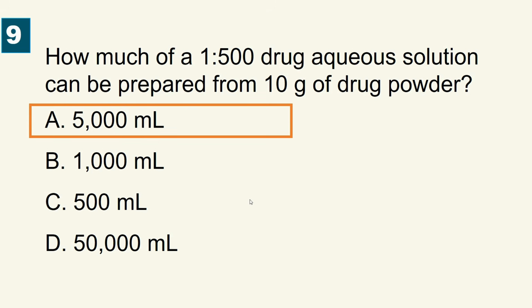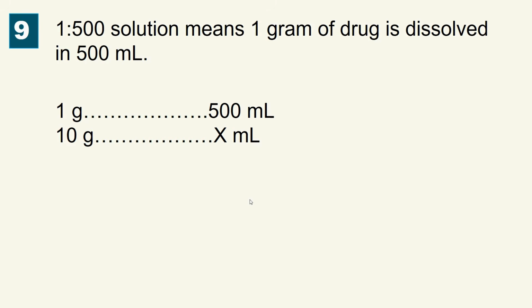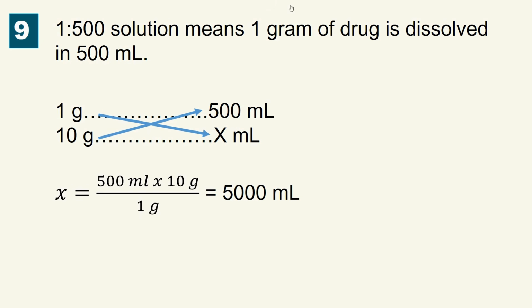What exactly it means is that here you have 1 gram containing 500 mL. So 10 grams is like 1 to 500. 1 to 500 means 1 gram in 500 mL. So for x mL, how many? Again, you can do the cross multiplication. The grams cancel, and then you have 3 zeros you can multiply, and therefore it's 5000 mL. That's a faster way to do it.